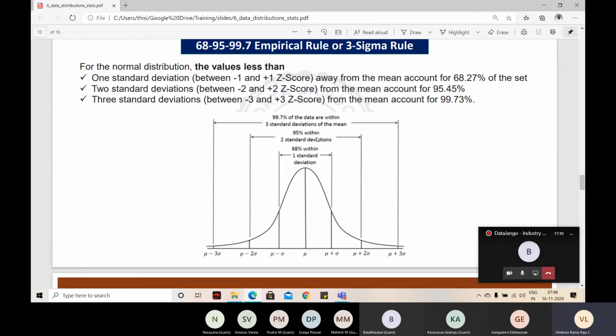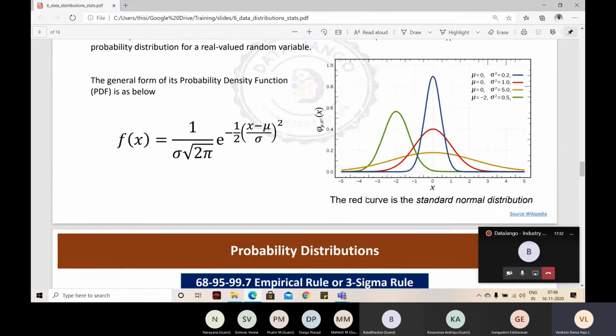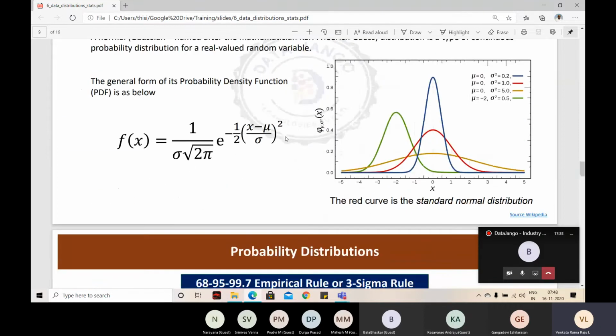Within 3 standard deviations it's going to be 99.7% of the data. 100% is going to be a little above 3 standard deviations. We are not saying 100% because these lines will never meet the x-axis. Right? This curve will never meet the x-axis. If you look at the formula, you can understand that.